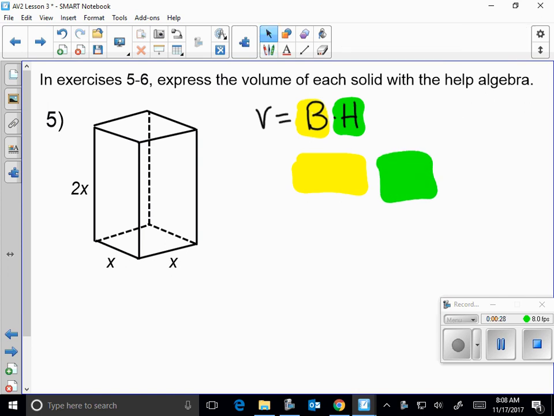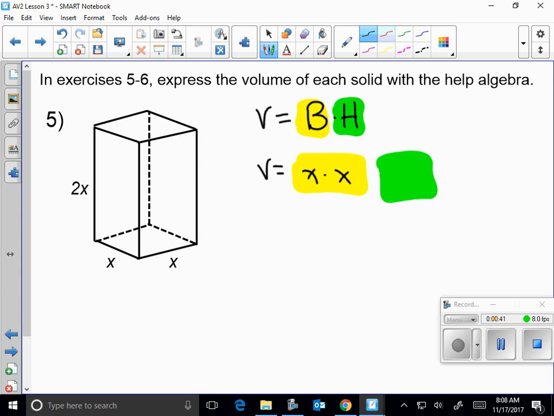Okay, so here we are. What is the shape of our base? It's a square, right? Dimensions are x by x. So the base is x times x, and the height is 2x.